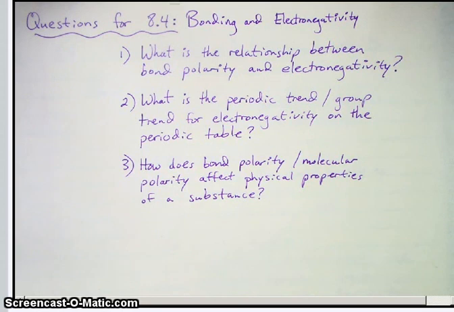Today's lesson is all about bond polarity and electronegativity, and you can see we have three questions that we're trying to answer. First, we're trying to relate the term bond polarity to electronegativity, which is another periodic trend we're going to look for. The second question, we'd also like to learn what is the periodic trend for electronegativity on the periodic table. And finally, we want to understand how does bond polarity affect the physical properties of a substance.